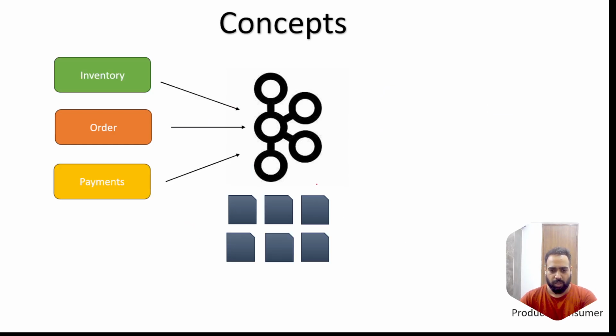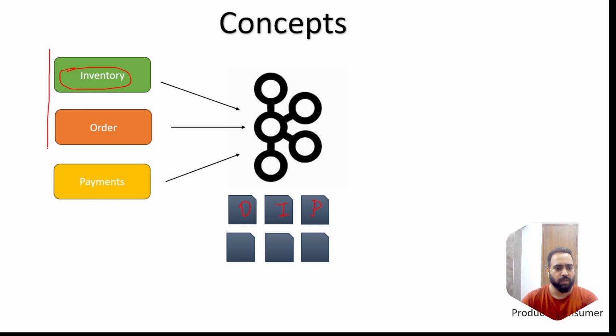Okay. There are cases where the inventory microservice, order microservice, and payment microservice generate n numbers of events, right? Because there can be loads of users using the application at the same time. So multiple events will be generated. Suppose this is for order, this is for inventory, and this is for payment. So multiple events will be generated.